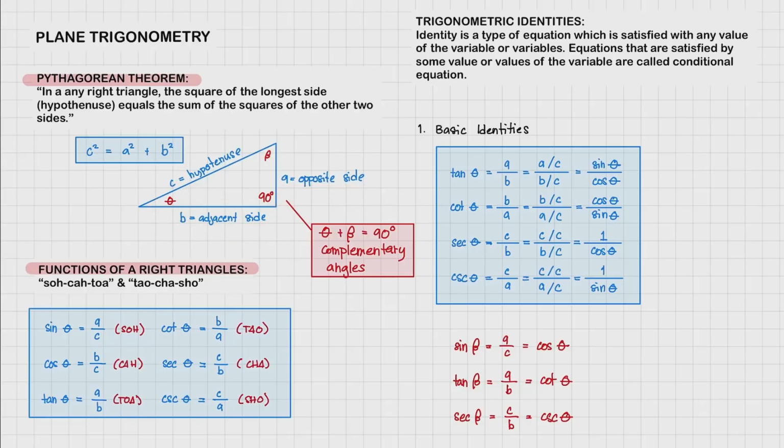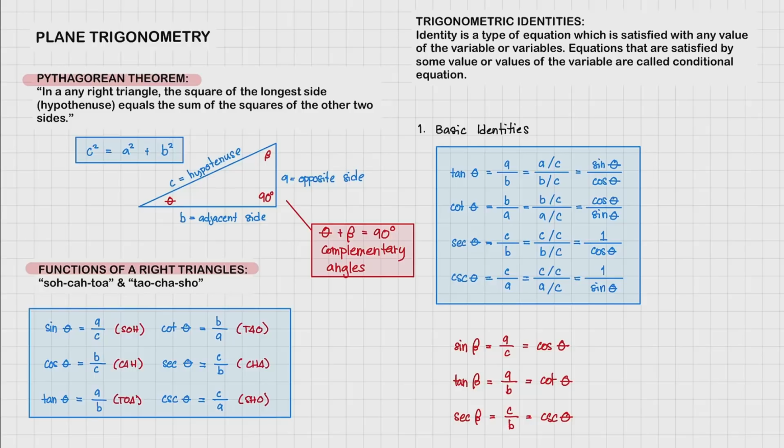Now, this will reverse if we're going to consider beta. When considering beta, your B now would be the opposite side, and your A now would be the adjacent side. So, it depends on what angle we are considering. In this case, we're considering the angle theta. So, let's go back to the functions of a right triangle.